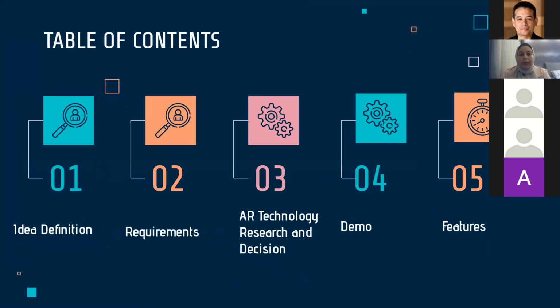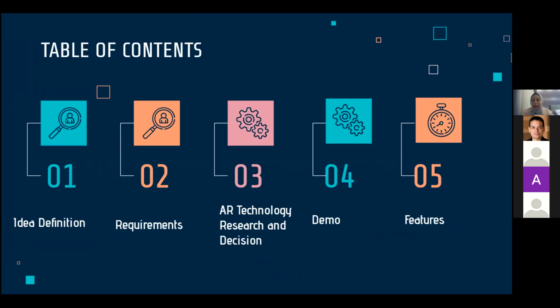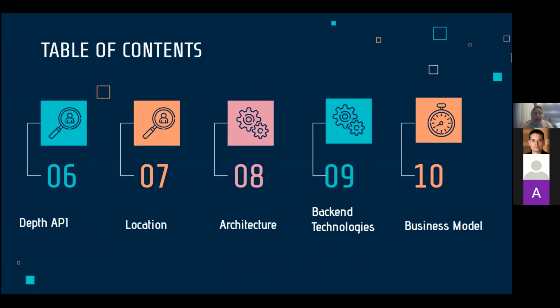So I'd like to start by giving you a quick introduction to the contents we'll be talking about. First, we'll be defining our idea and telling you our requirements. Then we'll tell you a little bit about the AR technology research we conducted and the decision we took. After that, we'll be giving you a quick demo and then elaborating on the main features we have. After that, we'll be talking about two main technology points, which are depth API and location. Then we'll be talking about our architecture, back-end technologies, and the last thing will be our business model.